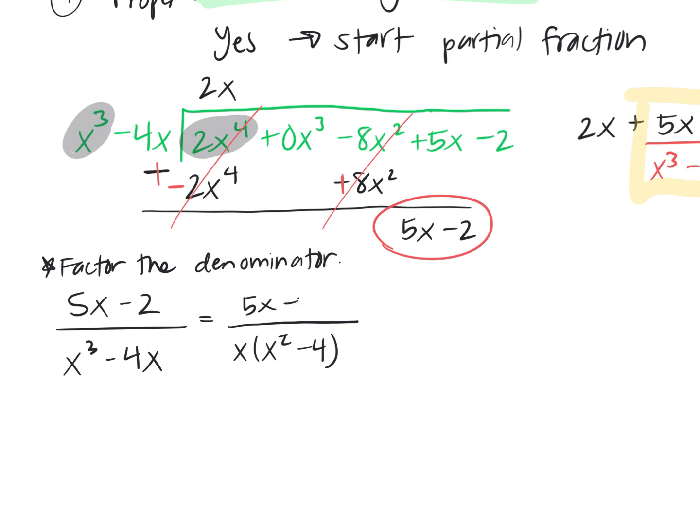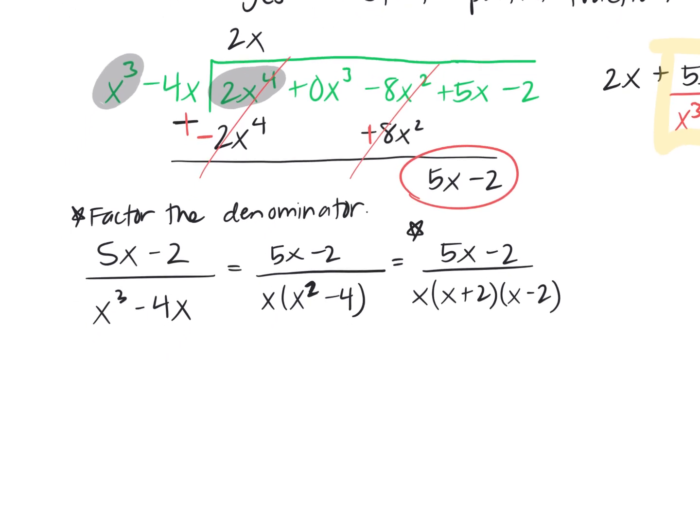And I've got 5x minus 2 on top. Now, what could I do further? Could I do something with the x squared minus 4? Yeah. What are we going to get on the bottom now for my factors? Yeah, x plus 2 and x minus 2. Okay, so we have factored the denominator here. So this is where we're starting now. I'm actually just going to rewrite it down below, so that way we don't get confused.